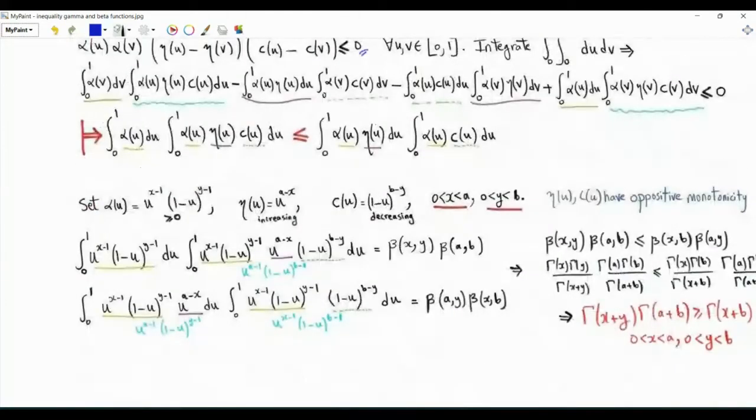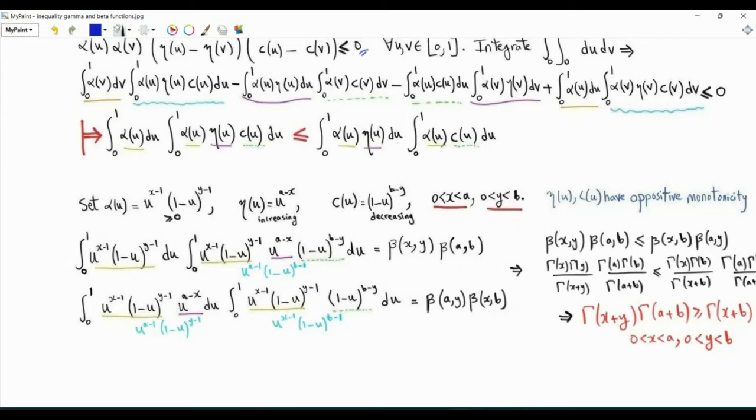And to do this, we will strategically make choices regarding alpha, eta, and C. So alpha of u, we will choose to be u to the x minus 1, (1 minus u) to the y minus 1. And from the choice here, it is a non-negative function. Now, eta of u is u to the a minus x. Note that the exponent, or the power, is positive because x is less than a. And it's u to a positive power, and here this function is increasing.